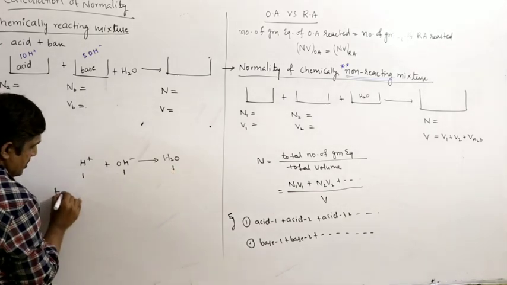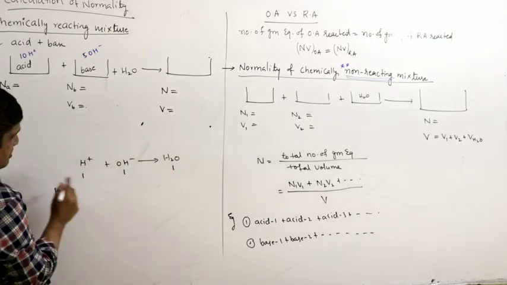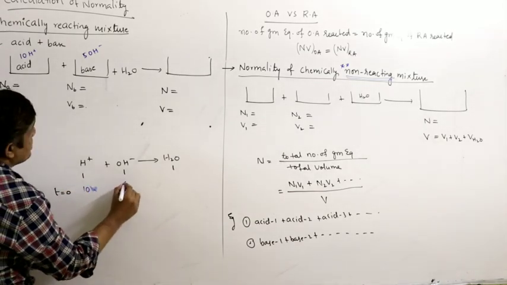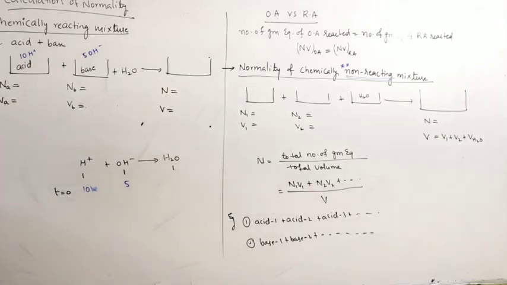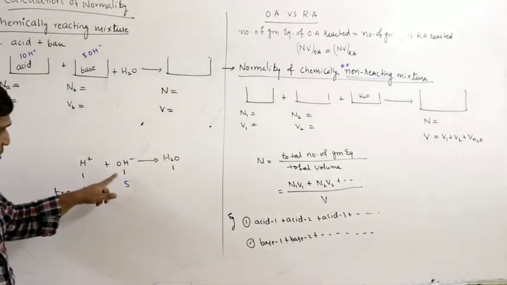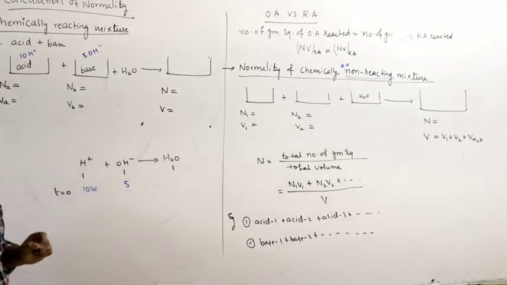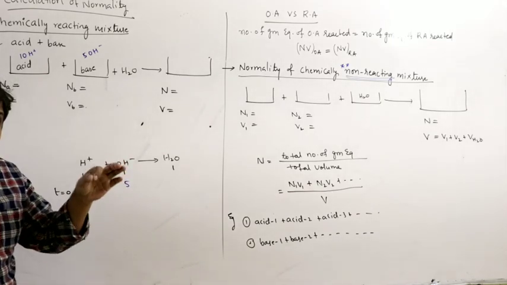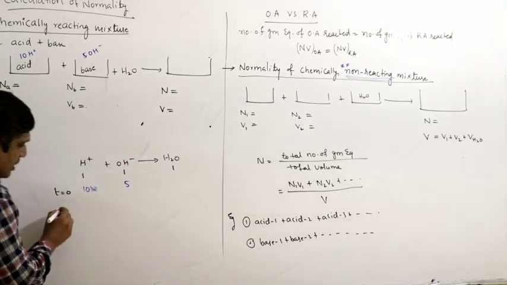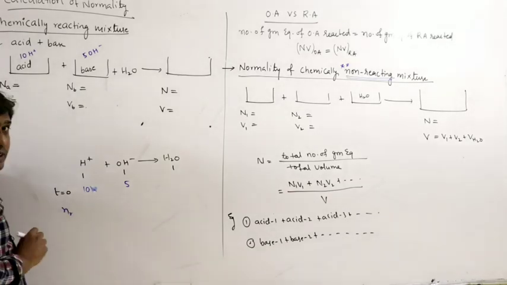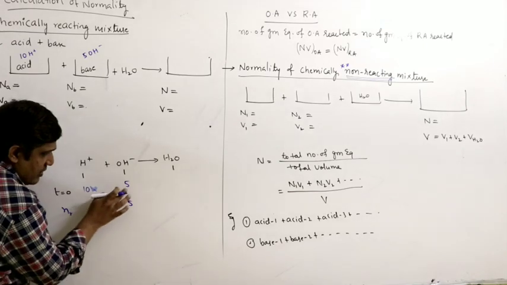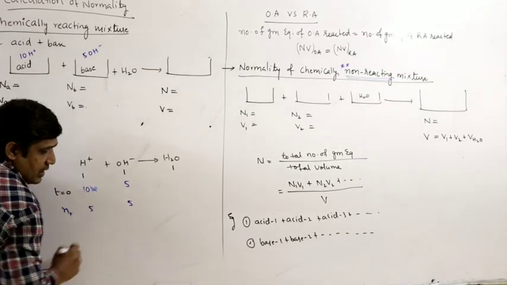So initially how much do I have? 10 equivalents of H plus ions and base 5. So it is clear that for 1 H plus ion you require 1 OH minus ion. From this we can see that OH minus ions are present in less quantity. So which will react completely? OH minus. How many? 5. So 5 OH minus will combine with 5 H plus.